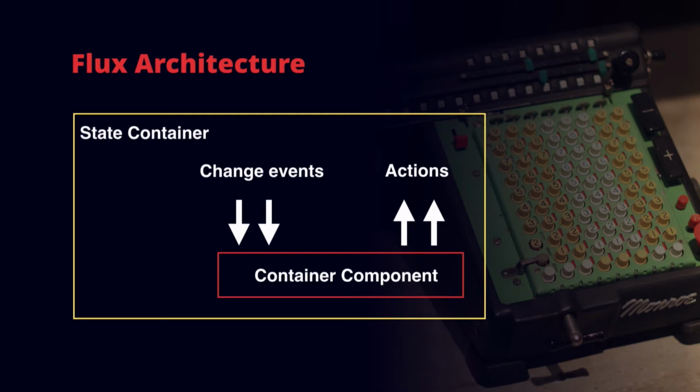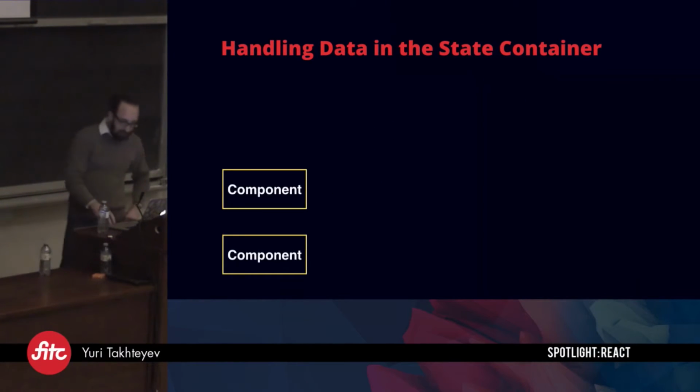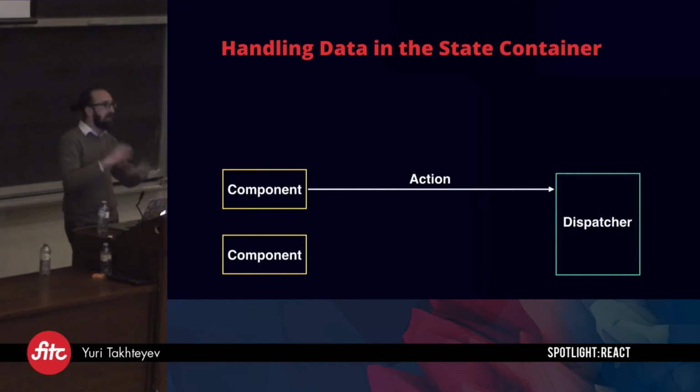So how do we handle data inside of this state container if we were going with Flux? Well, we have a bunch of components, and components emit actions, and actions are really just snippets of JSON. I mean, they're small JavaScript objects that describe what happened inside of the component that the component wants to let the rest of the application know about. And those actions are caught by a dispatcher. A dispatcher is basically a module that collects all of the actions and sends them out to whoever needs to be notified about them.